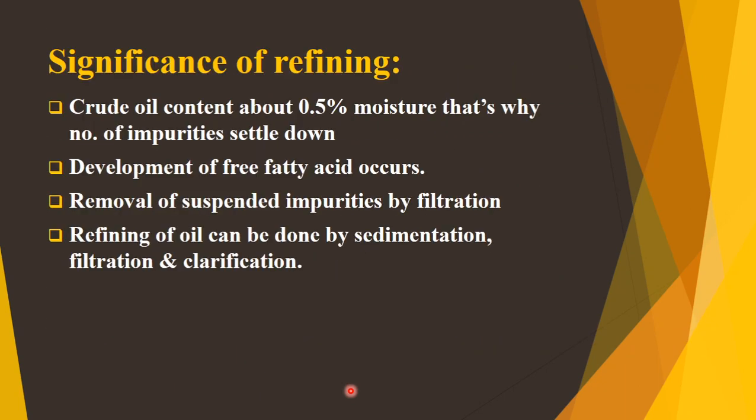Then the significance of this refining of oil is that the crude oil contains about 0.5% moisture. That's why a number of impurities settle down. Crude ऑइल मध्ये 0.5% मॉइश्चर कंटेंट असल्यामुळे काय होतं, इम्प्युरिटीज हे खाली सेटल डाऊन होतात सरफेसला आणि त्याच्यामुळे अल्सो त्याचं जे डेव्हलपमेंट ऑफ फ्री फॅटी ॲसिड ऑकर होतं ह्याच्यामध्ये सस्पेंडेड इम्प्युरिटीज हे फिल्ट्रेशन थ्रू रिमूव्ह केले जातात आणि रिफायनिंग ऑफ ऑइल हे सेडिमेंटेशन, फिल्ट्रेशन आणि क्लॅरिफिकेशननी करू शकतो.